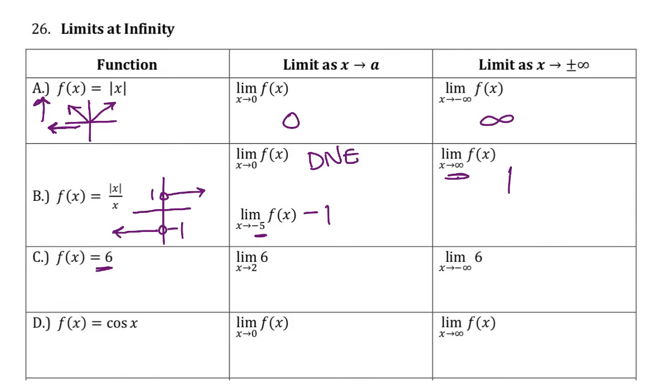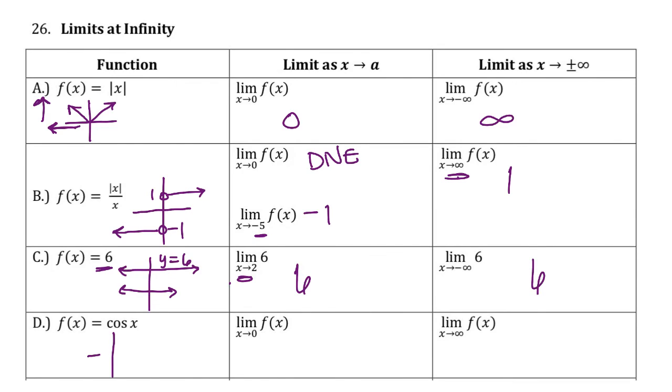If you picture this as a graph, that's just a horizontal line at 6. So there's your graph here at y equals 6. And so notice no matter what your x value is approaching, your y's are stuck at 6.